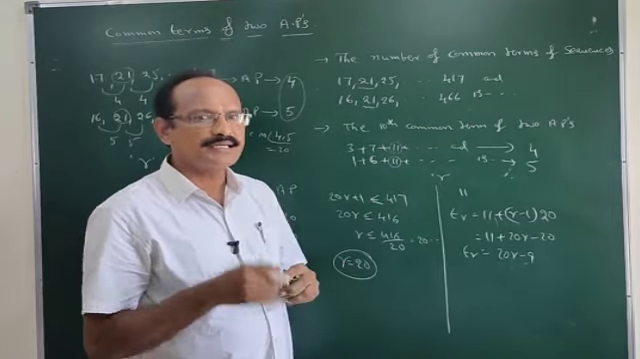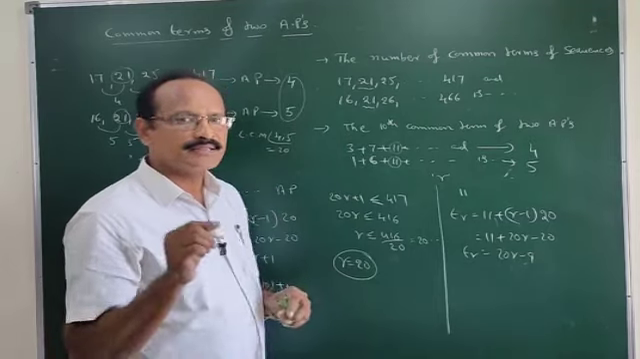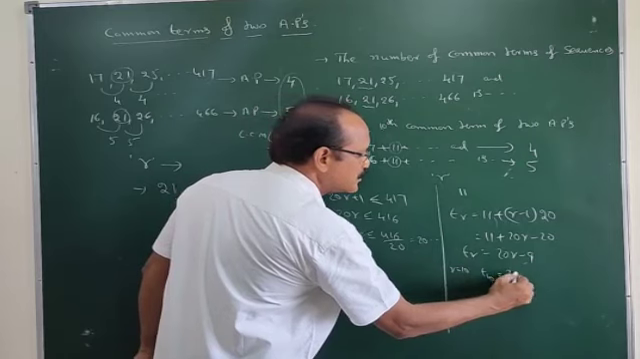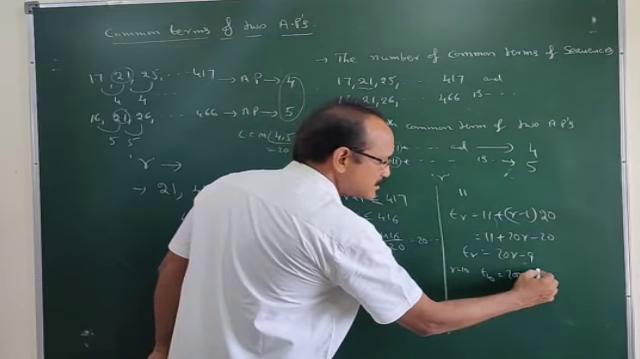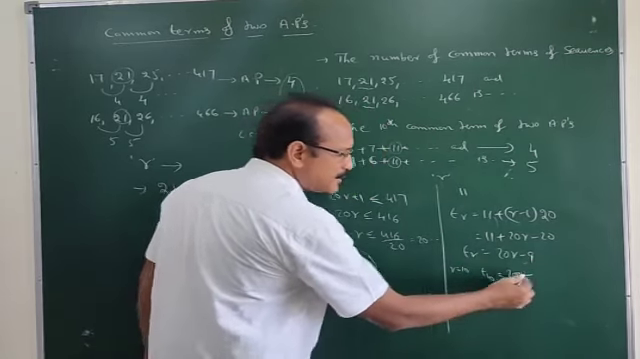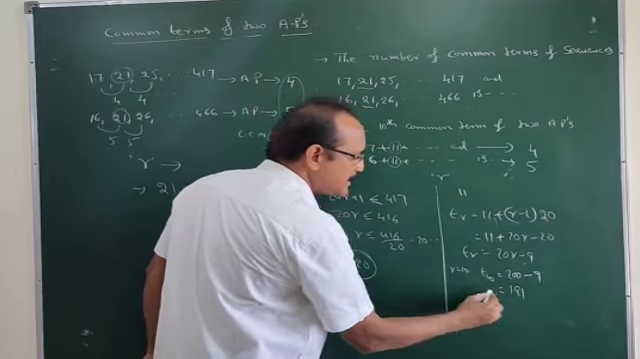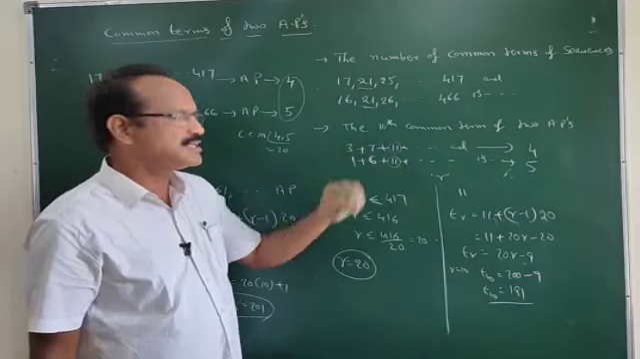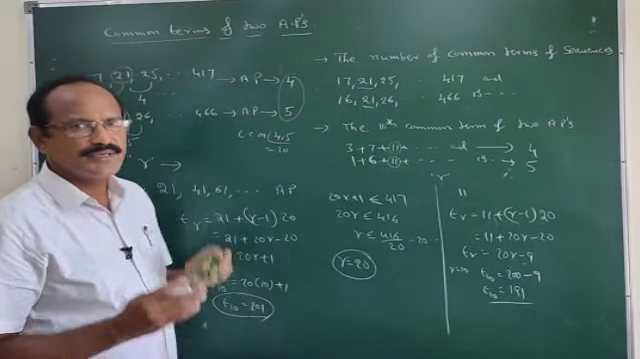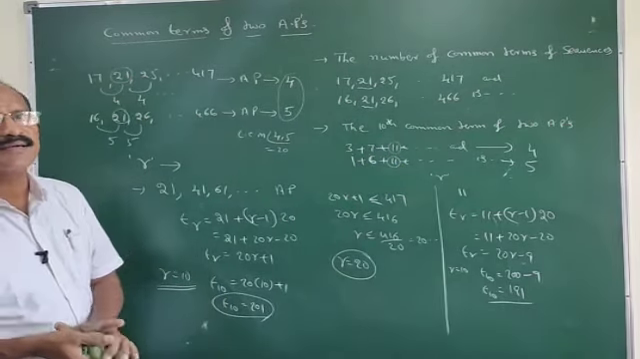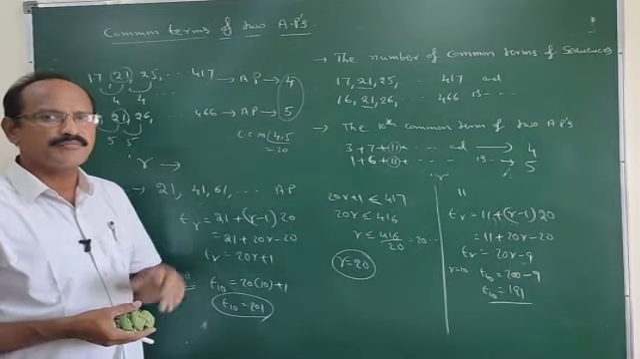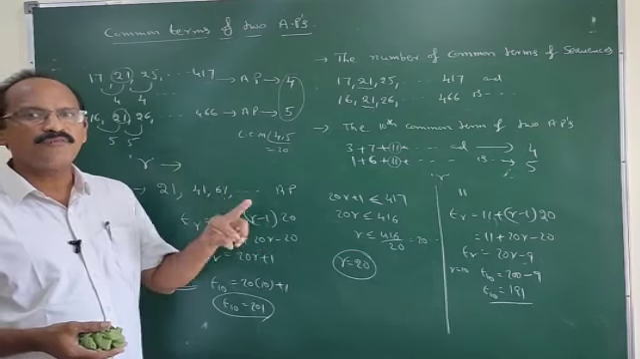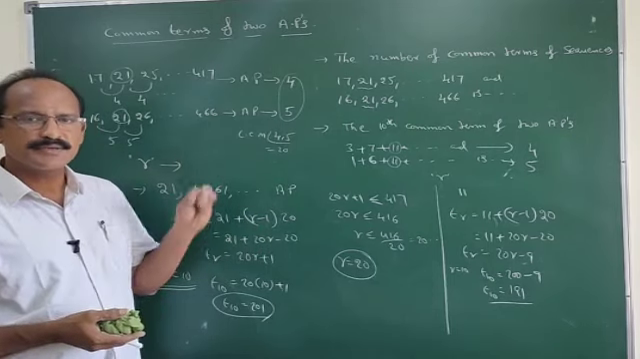Suppose you have to calculate the 10th common term, that is put r is equal to 10, then T10 is equal to 200 minus 9, that is 191, is the 10th common term of these two sequences. So in this manner, you can calculate the number of common terms of two APs or the required common term of the two APs. Right? So a good concept.